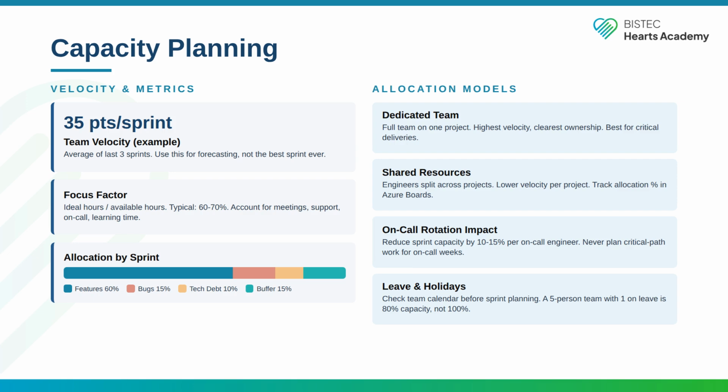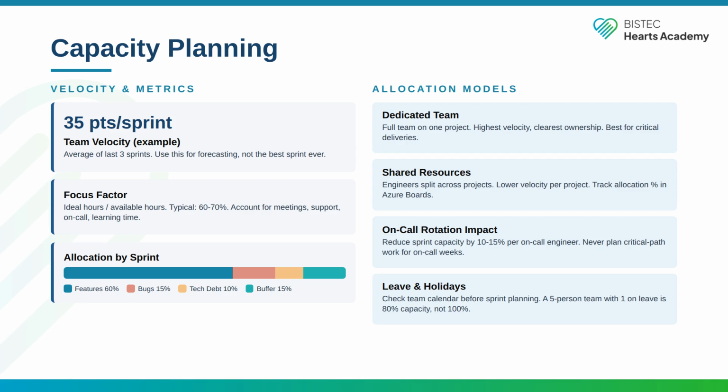Allocation models matter as well. A dedicated team on one project gives highest velocity and clearest ownership. Shared resources, with engineers split across projects, reduce velocity per project and create context switching overhead. Track allocation percentages in Azure Boards so you have real data, and do not forget the basics.